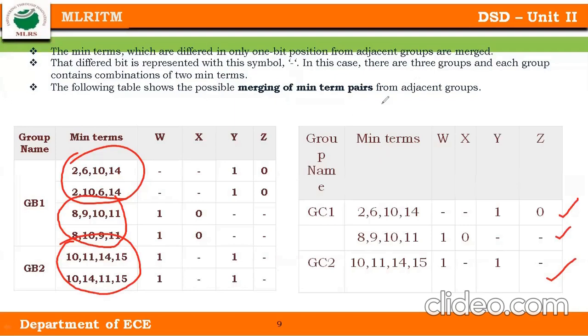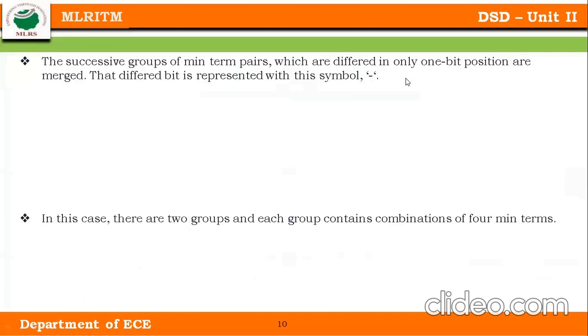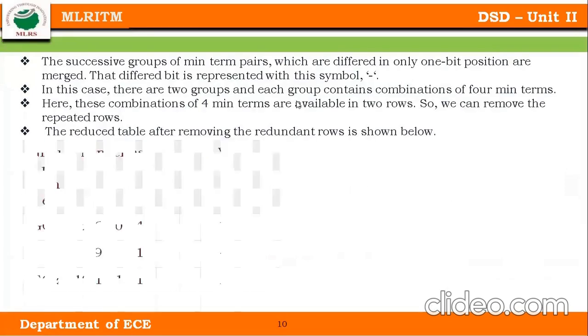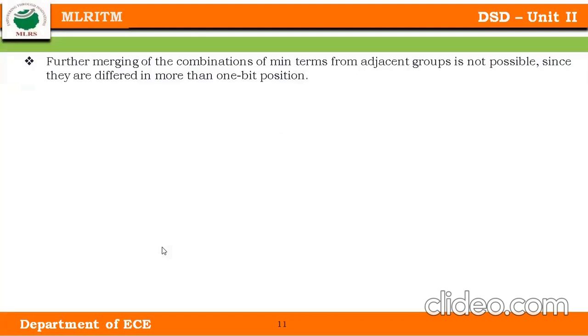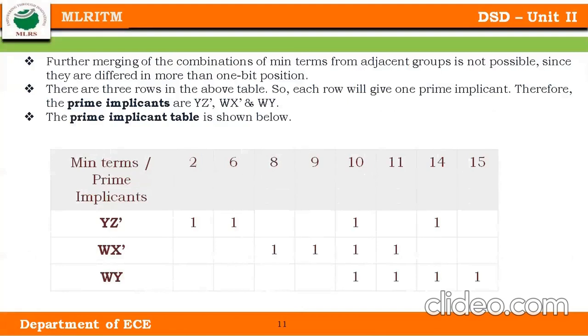So next, a successive group term is paired, this one bit position, whatever we explained. So now this is the merged group I have. From this group I need to draw a prime implicant table. This is the prime implicant table I have drawn.